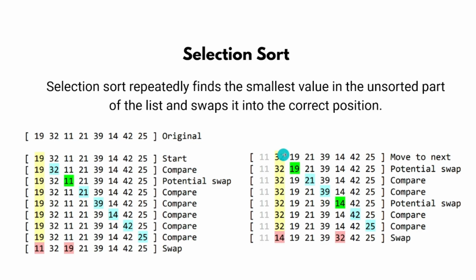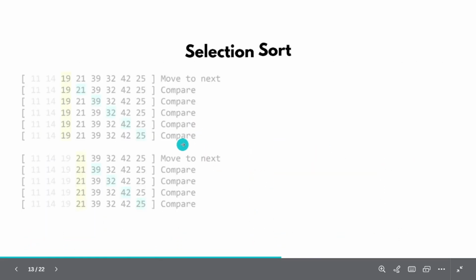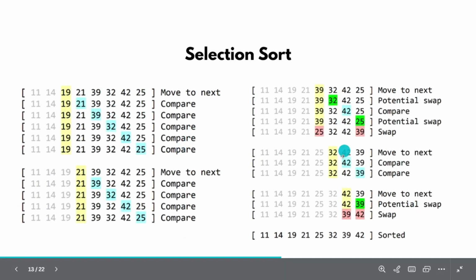We're starting at 32. Compare 19. Oh, it's smaller than 32. But there might be more, right? 21. Nope. 39. 14. See, 14 is smaller than both 19 and 32. But you wouldn't know if you didn't iterate all the way through. And then going all the way to the end, 14 is the smallest, and it's smaller than 32, right? Do this. Keep going until you have a completely sorted list.